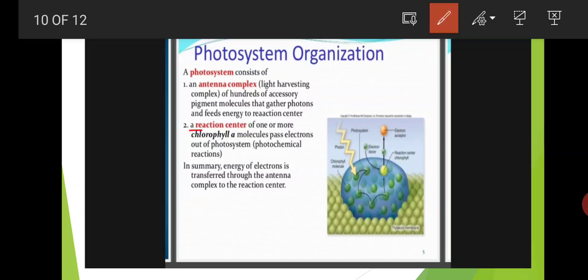Here a diagram is also there. These green parts are chlorophyll molecules, and here it shows light energy, meaning photons. Here is the electron acceptor, and this is the reaction center, and here the electron donor is there. This total system is called the photosystem.